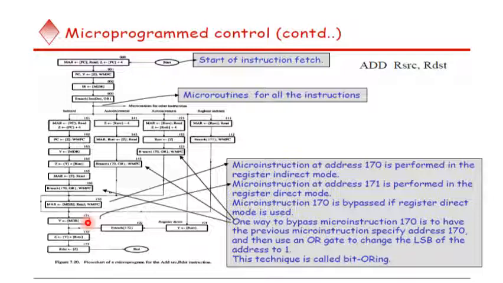This is known as the bit ORing technique for modifying branch addresses. An alternative to the bit ORing approach is to use two conditional branch micro instructions at locations 123, 143 and 166. Another possibility is to include two next address fields within a branch micro instruction, one for the direct and one for the indirect addressing mode. Both of these alternatives are inferior to the bit ORing technique.